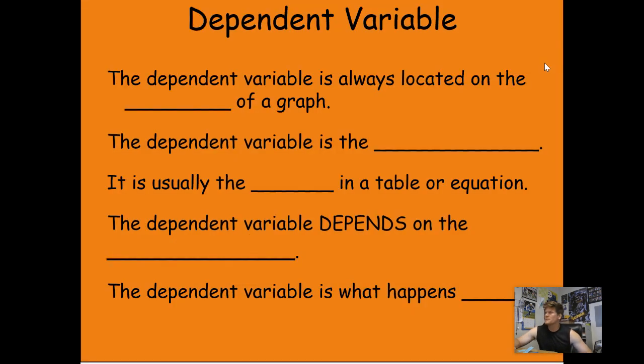The opposite of that, dependent variables. Dependent variables is always located on the y-axis of the graph. It is the output. It is our range. It's usually the y in a table or equation. This completely depends on our independent variable. And it's what happens second.